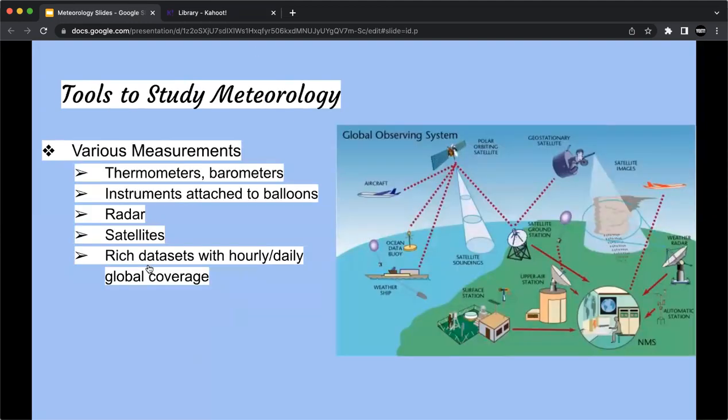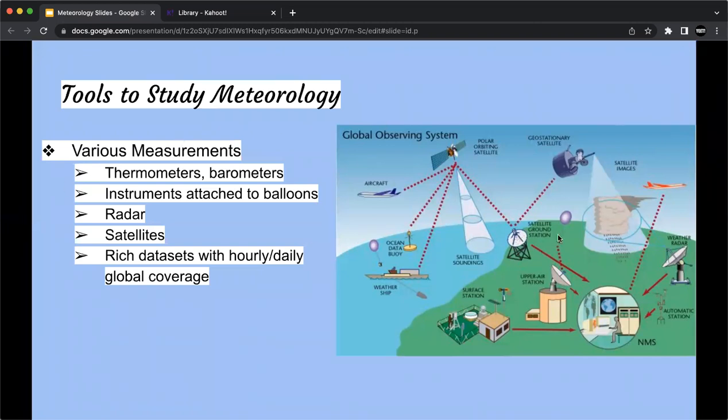Okay, let's go over some tools. So we have all these various types of tools to study the atmosphere. First of all, we have the inside ones, which are thermometers, barometers, which measure pressure, and anemometers, which measure wind speed and direction. And these ones are all on the surface, so you can find them at the automatic station, or maybe at the surface station. These are all on the surface.